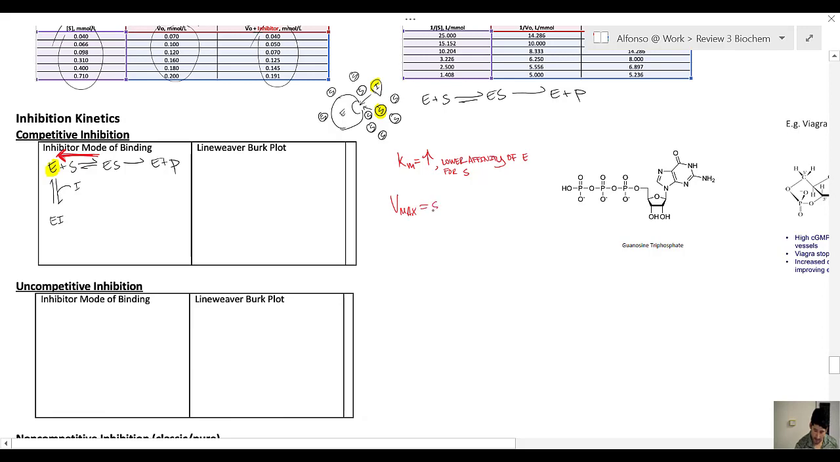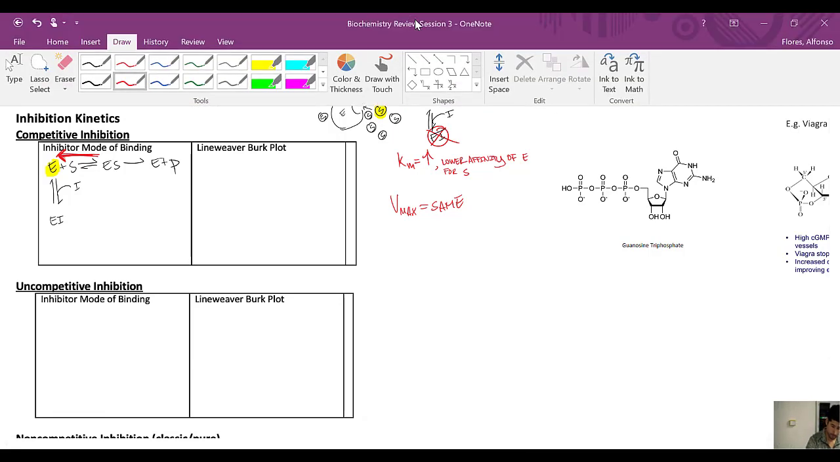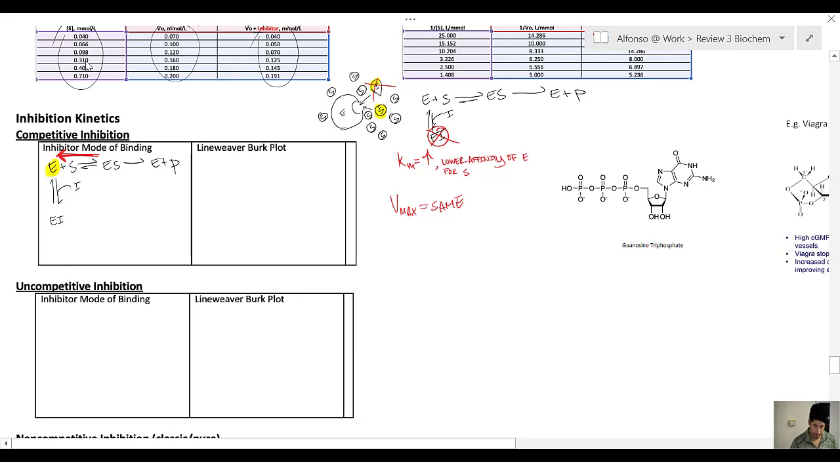Yeah, I think that's good. So Km increases and Vmax stays the same. Even though the velocity is decreased in the beginning, as long as we add more and more substrate, we can outcompete the inhibitor and essentially not let it bind to the enzyme, which will not allow it to form the enzyme inhibitor complex. If we are able to increase the amount of substrate, this will allow Vmax to stay the same.